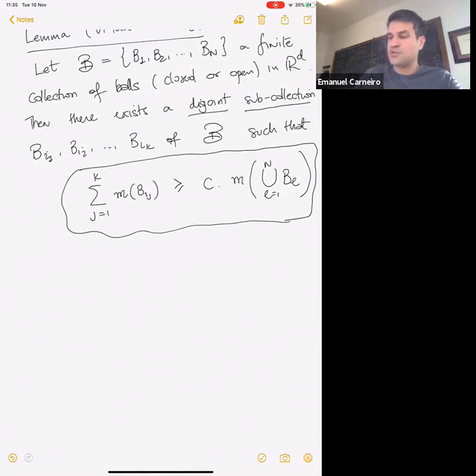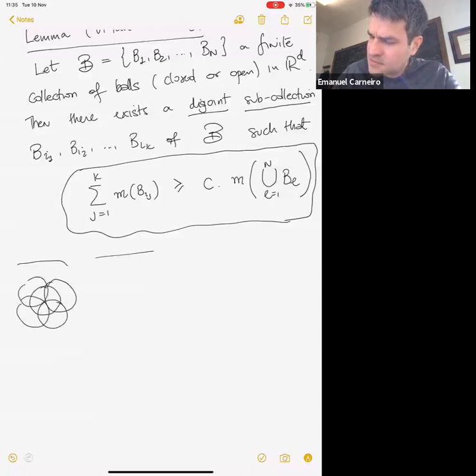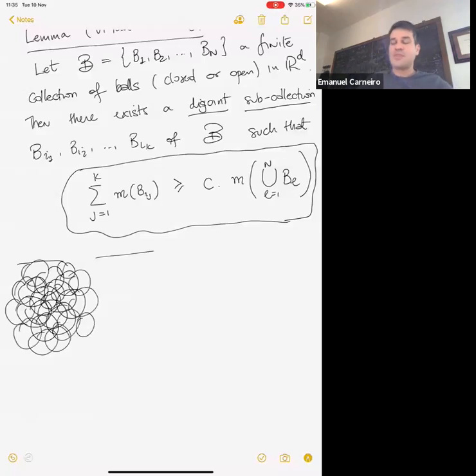Okay, so what I'm trying to say is that if you give me a bunch of balls of different sizes and different positions in the space, any finite collection of balls, inside this crazy collection that you give to me, I can always find some disjoint balls such that the sum of the volumes of these disjoint balls is bigger or equal than a certain universal fraction of the whole volume covered by the balls.